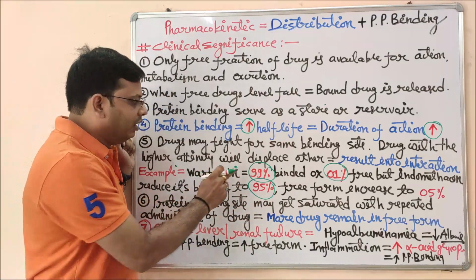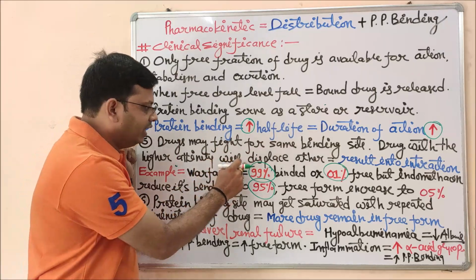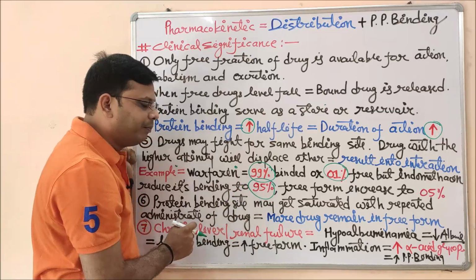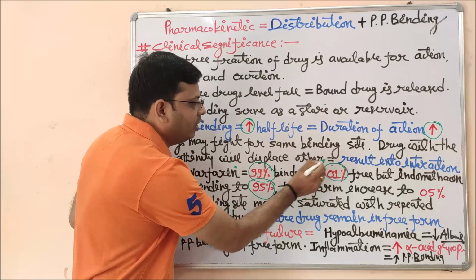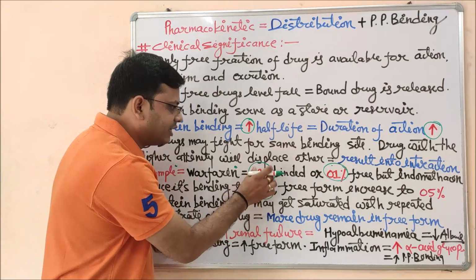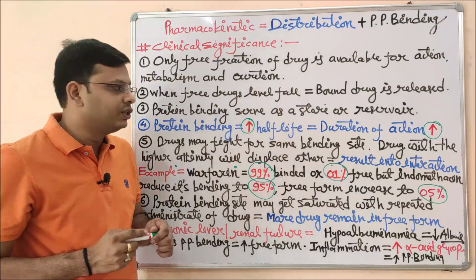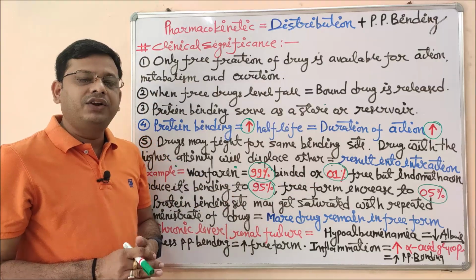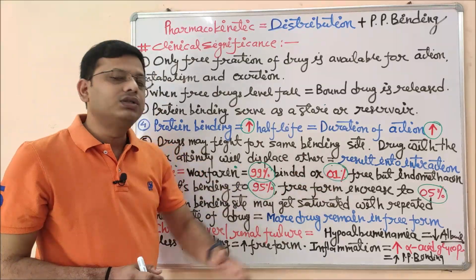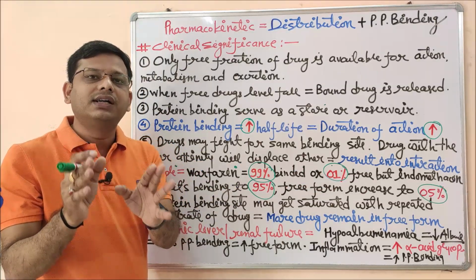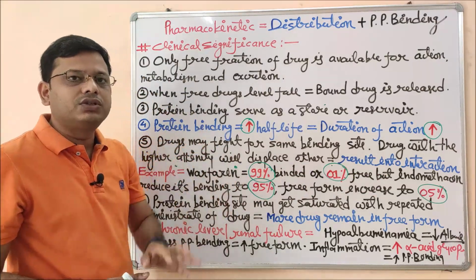See, at the initial level warfarin was bound 99%, but because of the influence of indomethacin, this binding ratio has fallen down to 95%. So what will happen to the free drug availability? Initially only 1% was free for the action, but now this has changed and 5% is available for the pharmacological action. So a decrease in the plasma protein binding, or we can say an increase in the free drug concentration, took place for warfarin just because of indomethacin. This is called drug-drug interaction, because both warfarin and indomethacin are drugs. So this is called drug interaction.